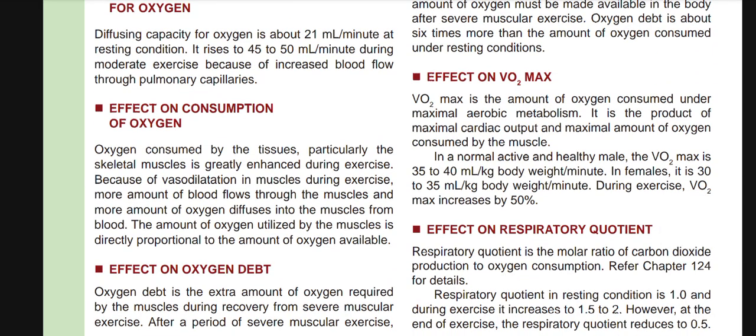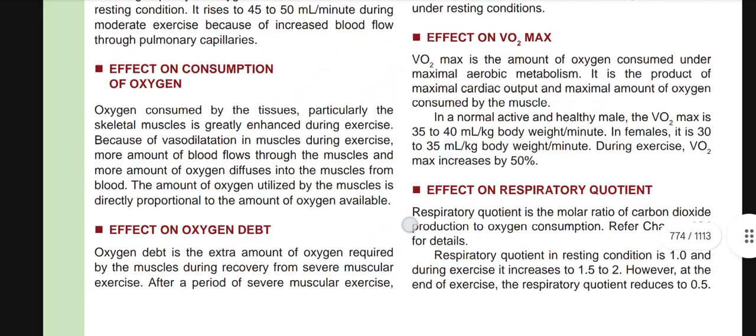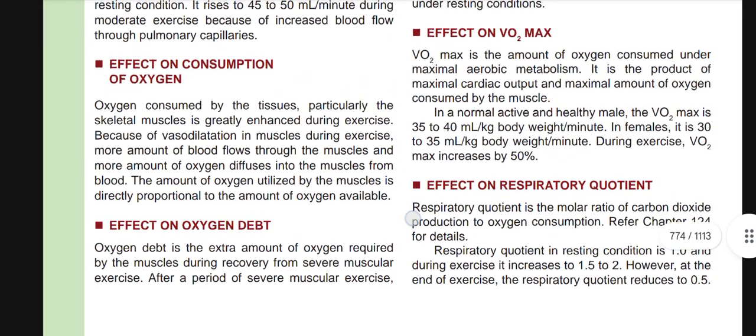Now, effect on VO2 max. VO2 max is the amount of oxygen consumed under maximal aerobic metabolism. It is the product of maximal cardiac output and maximal amount of oxygen consumed by the muscle. In a normal, active, and healthy male, the VO2 max is 35 to 40 ml per kg body weight per minute, and in females, it is 30 to 35 ml per kg body weight per minute. During exercise, VO2 max is increased by 50%.